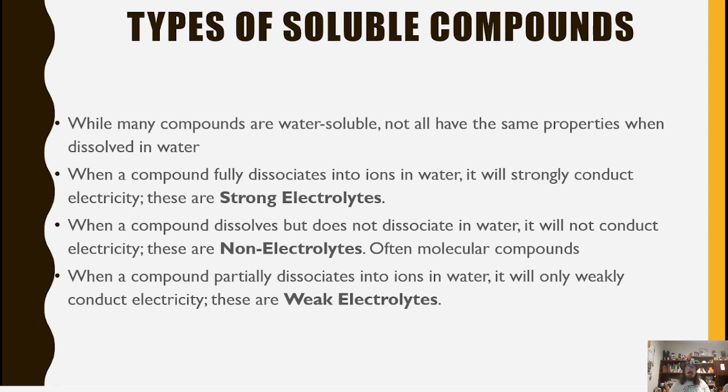However, there is a class that is somewhere in between. A compound that we'll learn about much later, not this semester, but they will partially dissociate into ions and water. So it will only weakly conduct electricity. These guys are called weak electrolytes. Now, you've seen some of these guys before. Acetic acid is such a weak electrolyte. Citric acid, which you drink, is still a weak electrolyte.